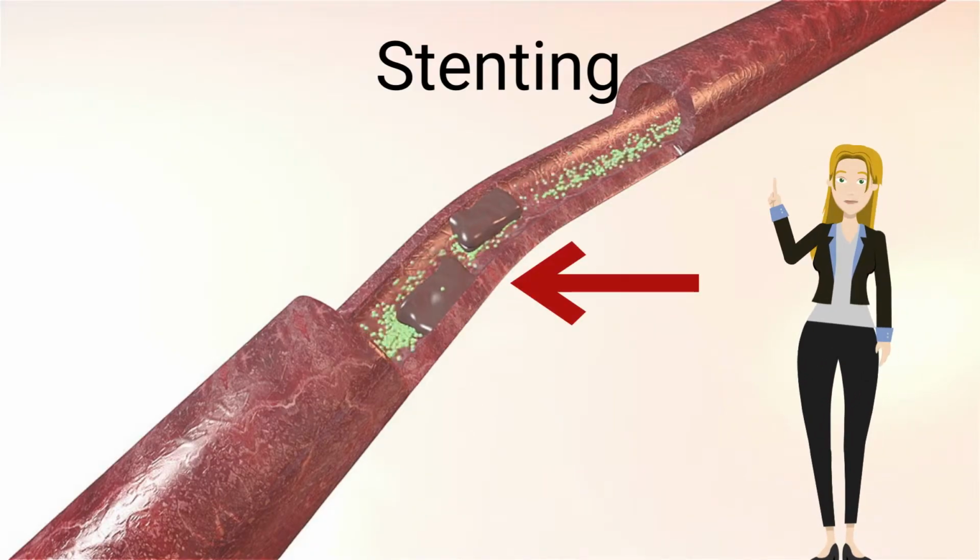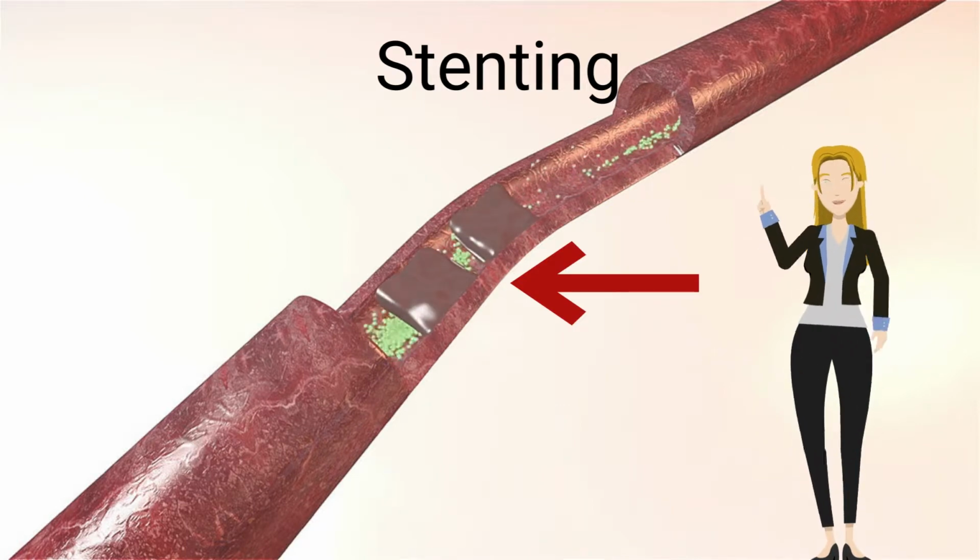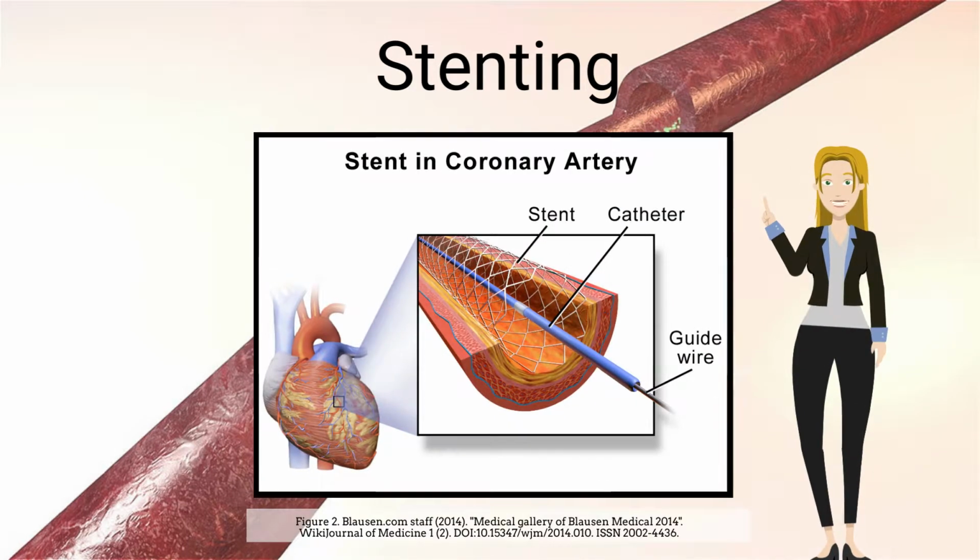If your cardiologist finds a narrow or blocked artery during your coronary angiogram, a stent will be placed to open the artery and restore adequate blood flow to your heart.